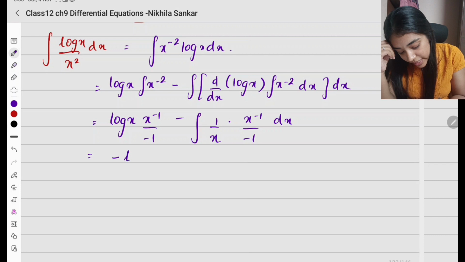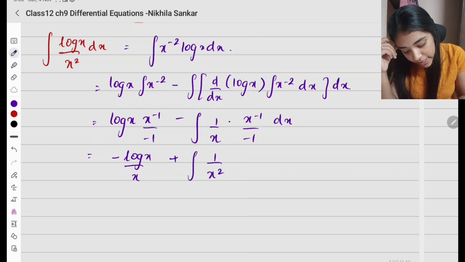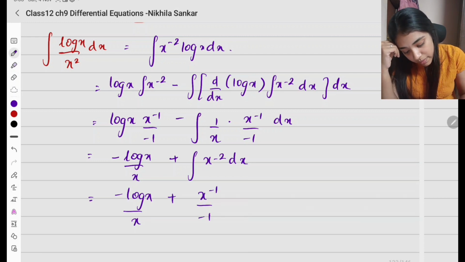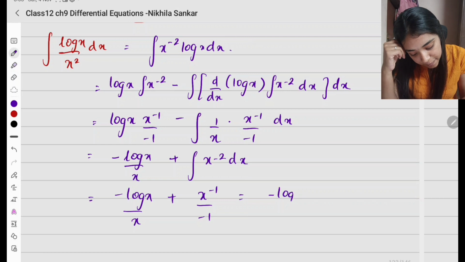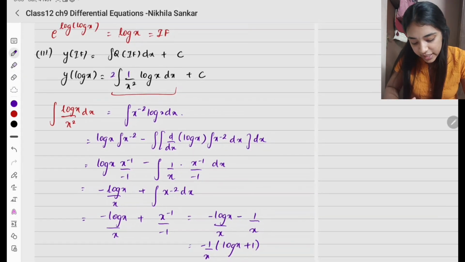So what do I have here? Minus log x divided by x plus, in the minus plus side, integral 1 divided by x square. This again we can take as x to the minus 2. So I can write this as x to the minus 2 times dx. So this is minus log x divided by x plus x to the minus 1 divided by minus 1. So what will I have? Minus log x divided by x minus 1 divided by x. Taking minus 1 by x outside, what will I have? Log x plus 1. Okay, simple. So this is going to be my integration.